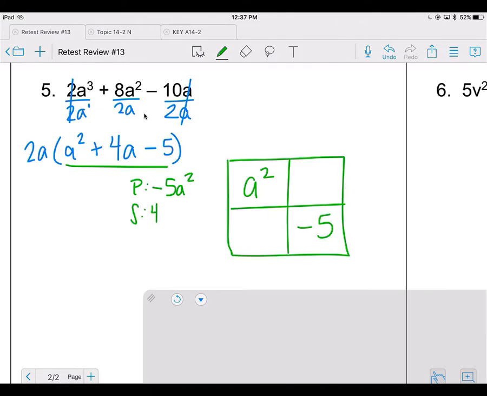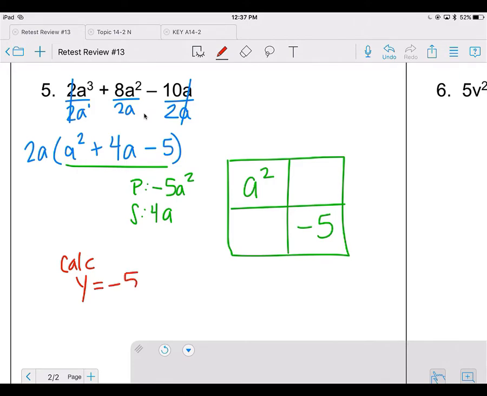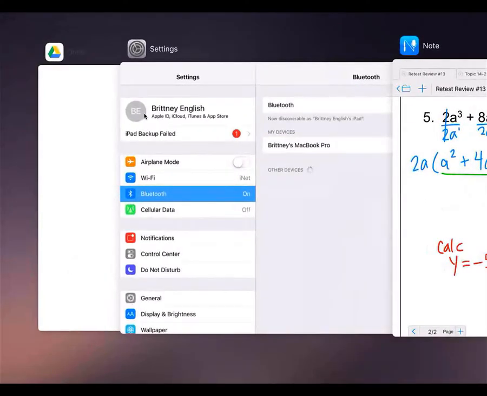My sum is always the middle term. That does not come from my box and is the middle term, so 4a. So I am looking for two numbers that multiply to negative 5 and add up to 4. In my calculator, I use y equals to put the product into y equals. So I go to my calculator.